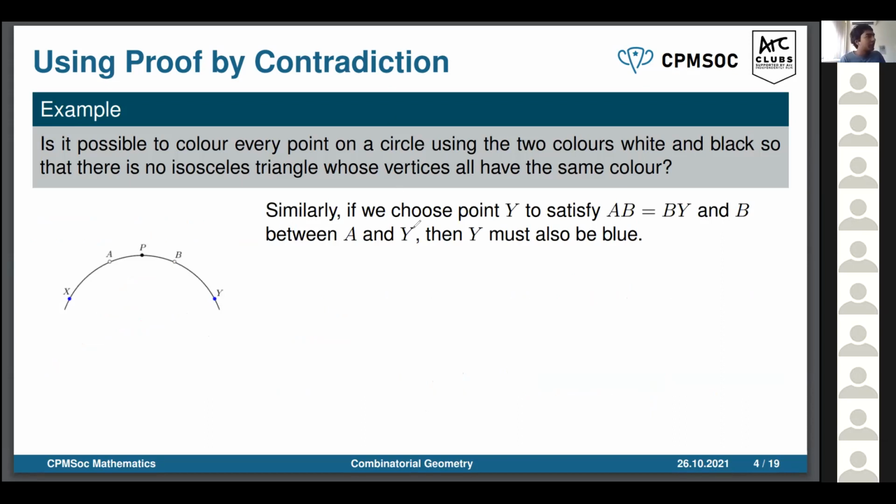Okay, and now we can do a similar thing, but now the isosceles triangle is going in the other direction. So now we're looking at triangle ABY, which is also isosceles if we make AB and BY the same. And again, similar to before, you can't have a triangle of all white, so Y has to be blue.